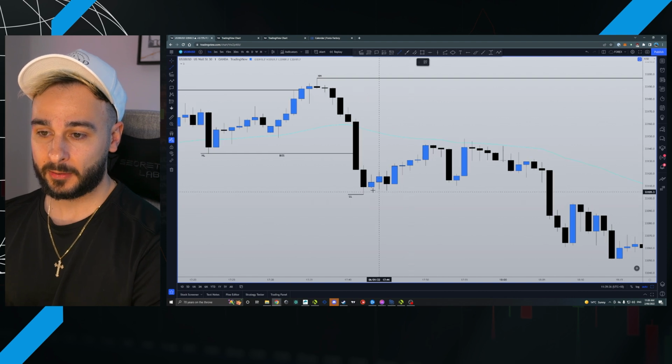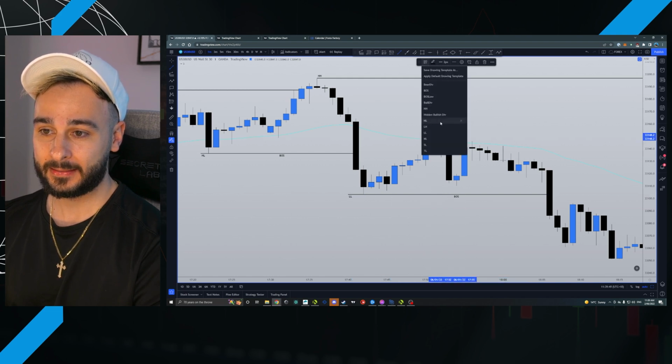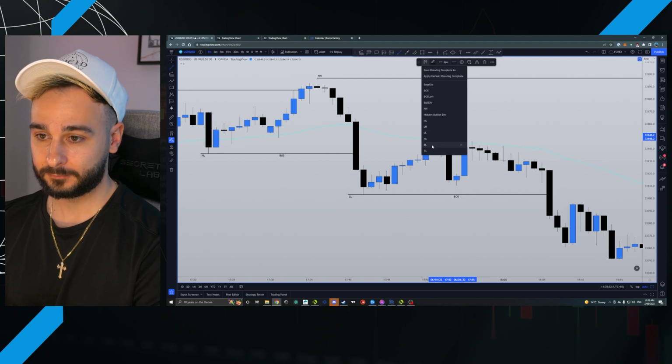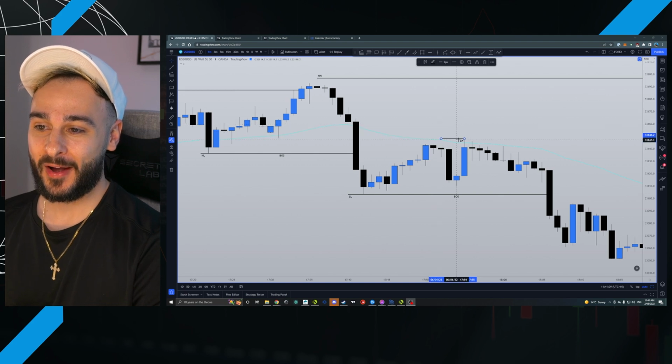The next thing we'll be looking for is a break below this level. So what I'm looking for is a break, and that is our lower low. And this high up here is our lower high. So this becomes our lower high now.